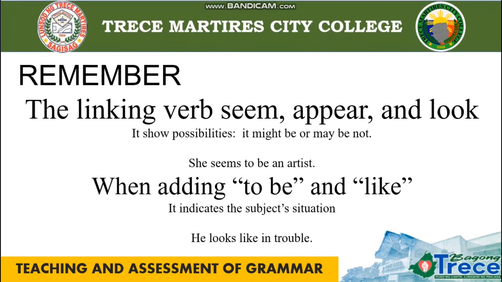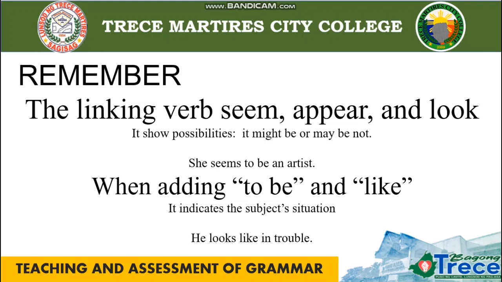Oh, next. So, di ba, sa example natin, we add the "to be" and "like." So, seems to be, appear to be, and look like. In that, we indicate the subject situation. Or kung ano yung kinalalagyan niya, pero we also indicate the possibilities and their situation. So, maybe we saw someone na may kausap, tapos he looks like in trouble. Maybe he is in trouble, or maybe he's not.